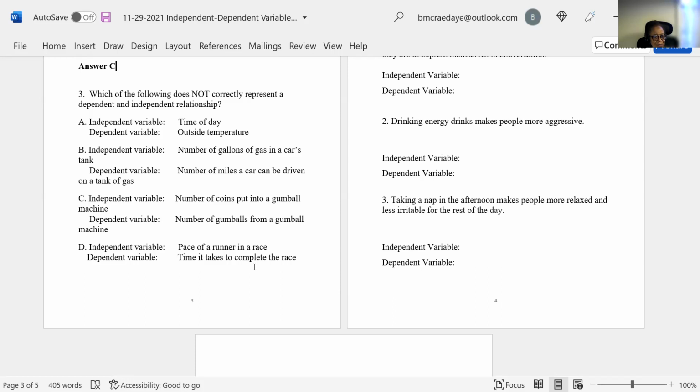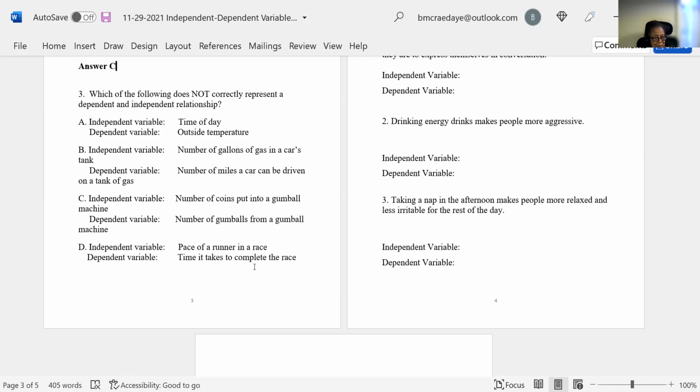Okay, the number of coins put into a gumball machine, the number of gumballs from a gumball machine. That's dependent upon the number of coins you put in, right? The more coins you put in, the more gumballs you get. What about D?